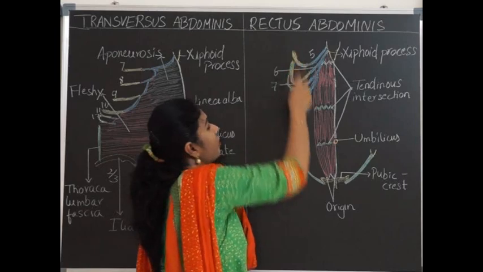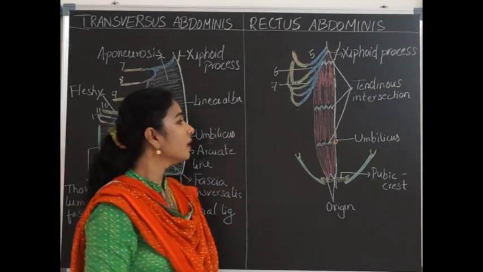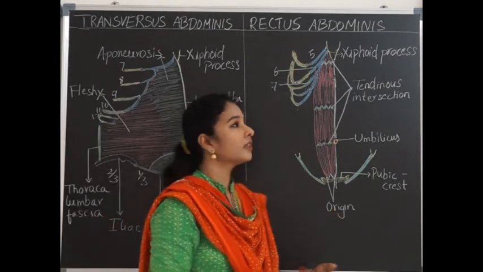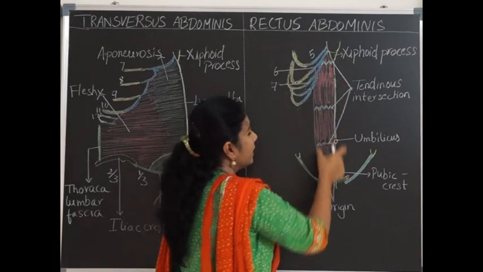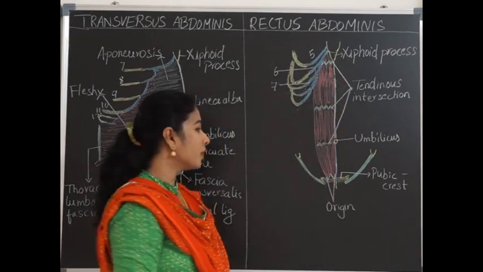And next we shall see about the rectus abdominis muscle. The name rectus means straight because it runs straight in the midline, so it is called the rectus abdominis muscle.